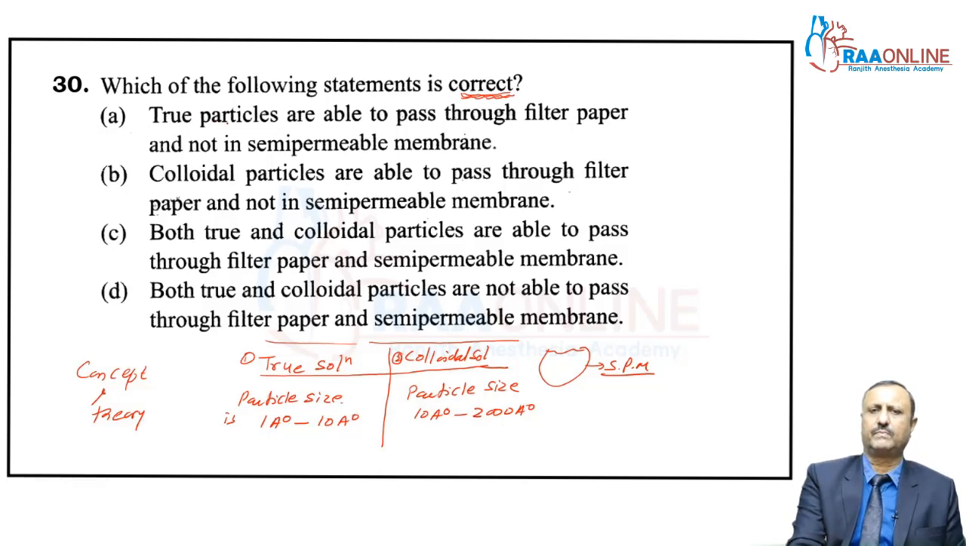So, number 1, true particles are able to pass through filter paper and not through semi-permeable membrane. My dear students, it is wrong. Why? Because particle size is lower, 1 angstrom. Now, B: colloidal particles are able to pass through filter paper and not through semi-permeable membrane. Yes, this is your correct answer. These colloidal particles do not pass through the SPM, semi-permeable membrane, but they pass through the filter paper. So, my dear students, B is the correct answer for question number 30.